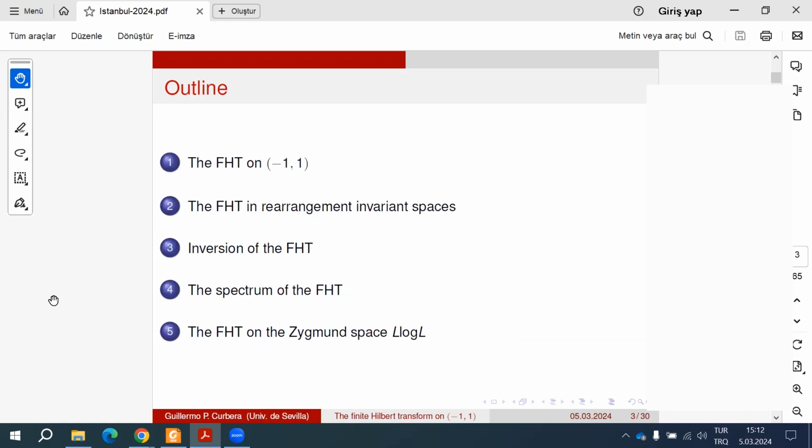Okay, this is a short outline. I will speak about the finite Hilbert transform. What do I mean by that? What happens in rearrangement invariant spaces? Then inversion of the finite Hilbert transform, which is a classical problem, the spectrum, and the final thing about this operator in a particular space, which is the sequence space L log L.